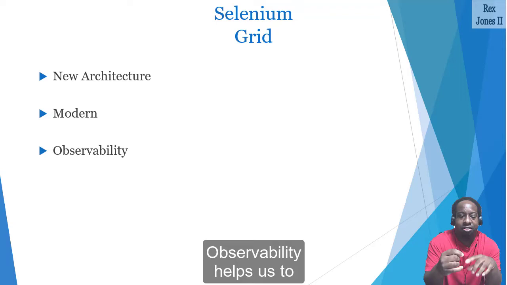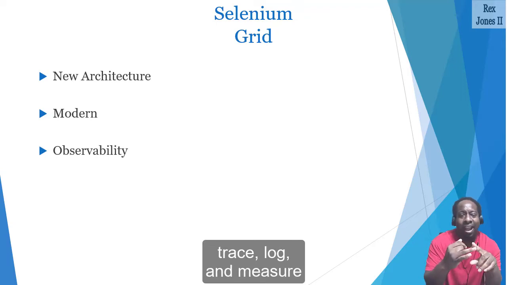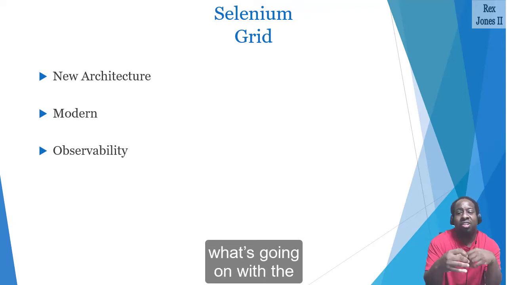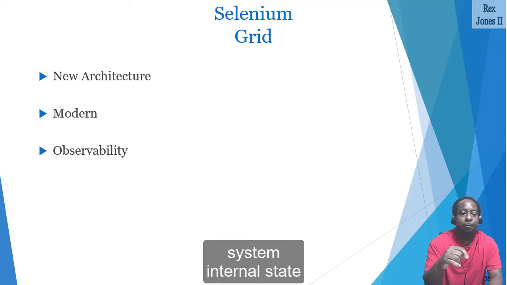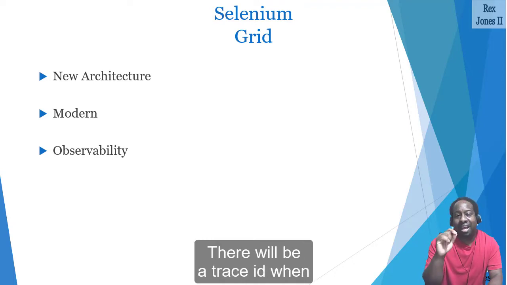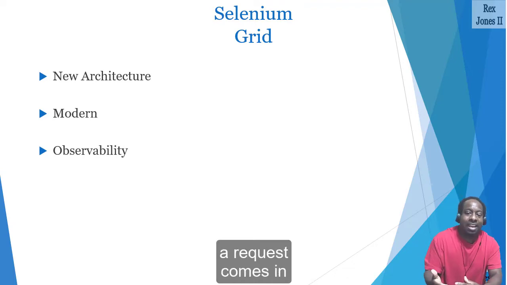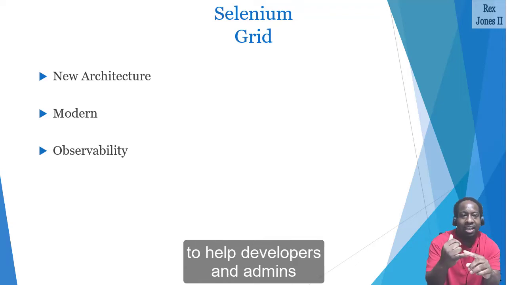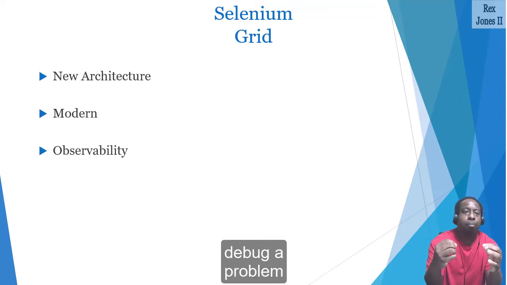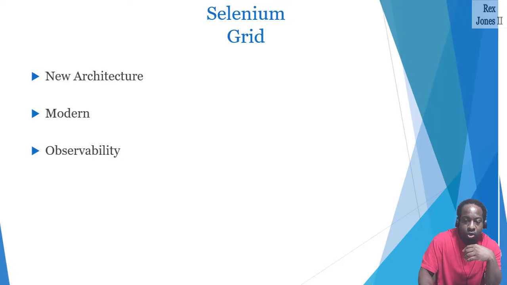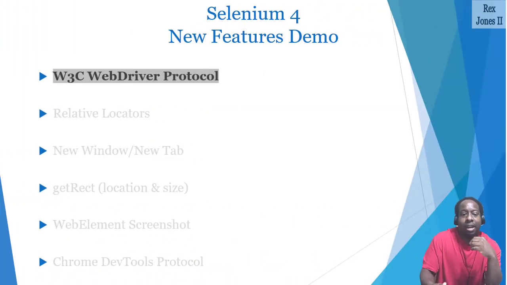Observability helps us to trace, log, and measure what's going on with the system's internal state. There will be a trace ID when a request comes in to help developers and admins debug a problem. That's it for the new features for Selenium Grid, and I will see you in the next session to discuss the new W3C WebDriver protocol for Selenium 4.